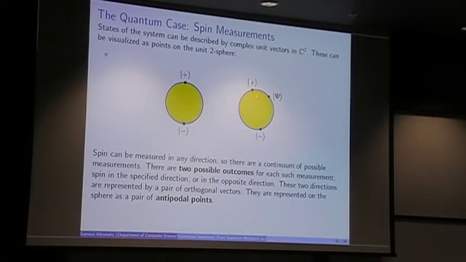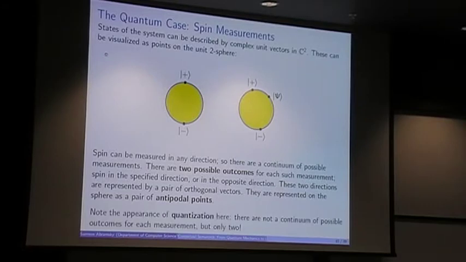We either get spin in the up direction or the down direction in the specified direction. So although there are a continuum of positions, a continuum of places on the sphere that the state could be, and a continuum of possible measurements, if we fix the state and the measurement, there's only two possible outcomes. So we get back to a kind of discrete situation, a quantized situation here. So that's why it is a version of a bit. It's like a bit, but with very significant differences.